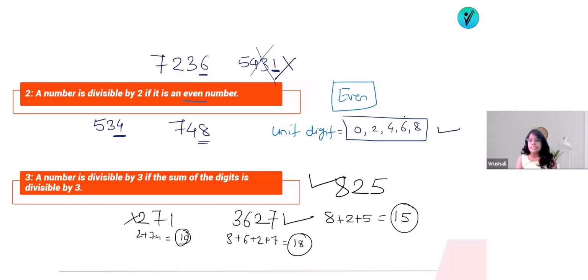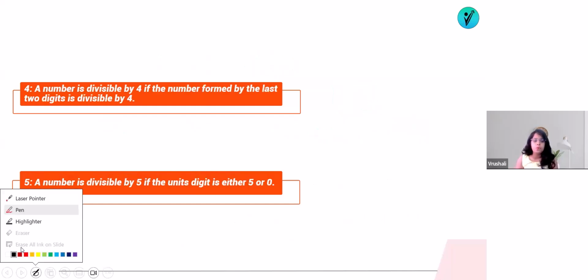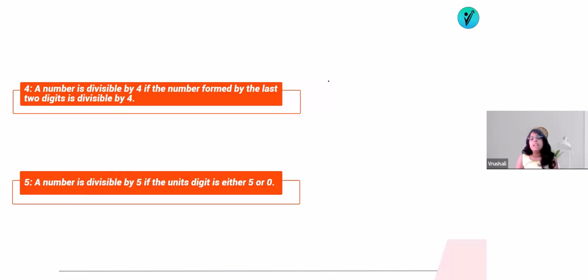Nothing more is there. You simply have to check whether the number is divisible by 3 or not. For 2, you see that the number is even, with the unit digit 0, 2, 4, 6, 8. For 3, you add all the digits of the number, and if that sum is divisible by 3, your number will be divisible by 3. That's it. Now the next is the divisibility rule of 4. What does the rule of 4 say? If the last 2 digits are divisible by 4, then that number is divisible by 4.